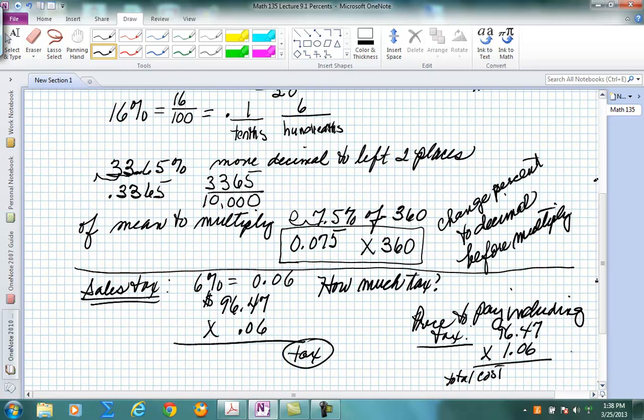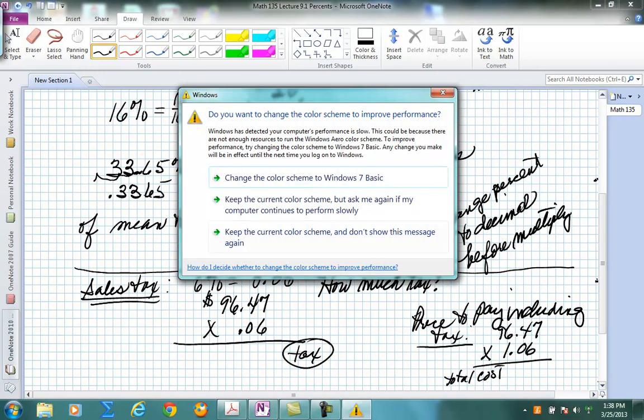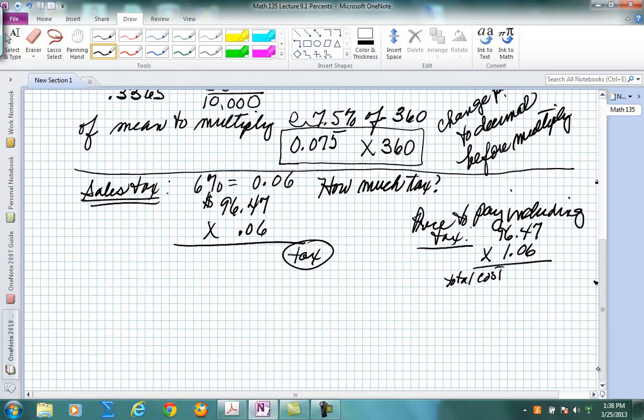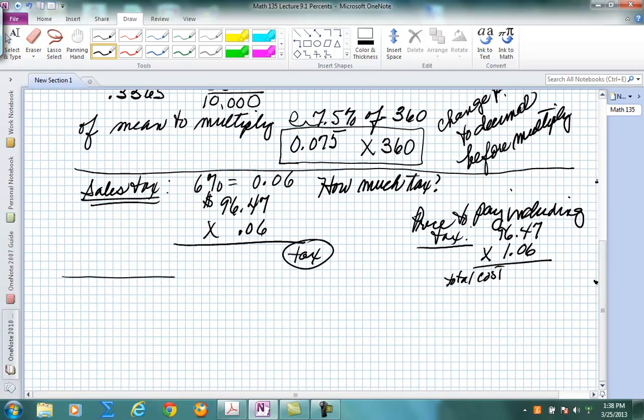If I just multiply by 0.06, then I get the amount of tax that I have to pay. And I have to add it back on if I'm wanting to get the total price. Another use that you may have for percent is in purchasing items on sale.